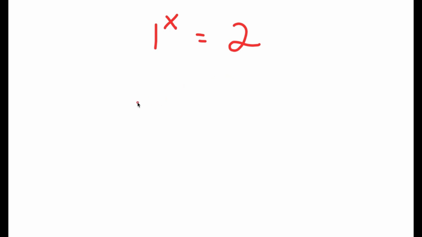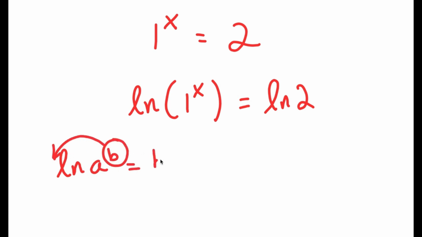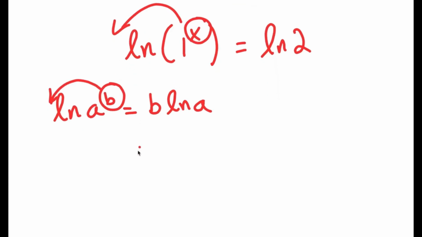What I'm first going to do is start by taking ln of both sides. So I get ln of 1 to the power of x is equal to ln of 2. And ln is the same thing as the natural log. The reason I took the ln on both sides is because it comes with a property that states that if I have something in the form ln a to the power of b, I can move this exponent b to the front, so this turns into b times ln a. So in this case, I have ln 1 to the power of x, and I can move x to the front. So I get x times ln 1 is equal to ln 2.